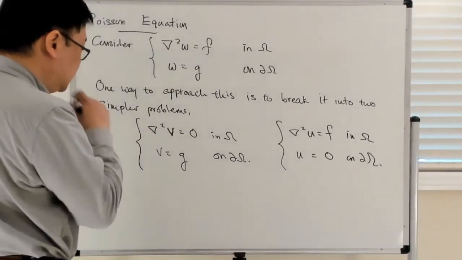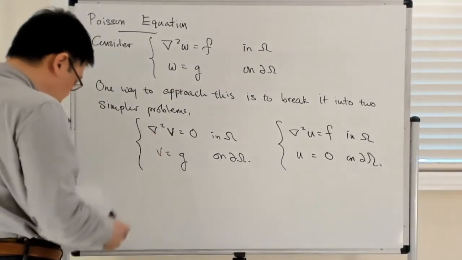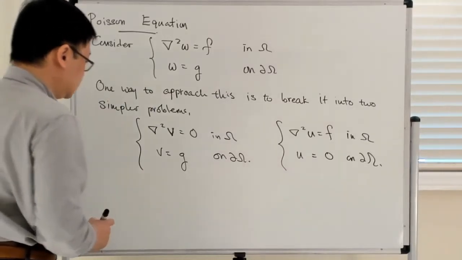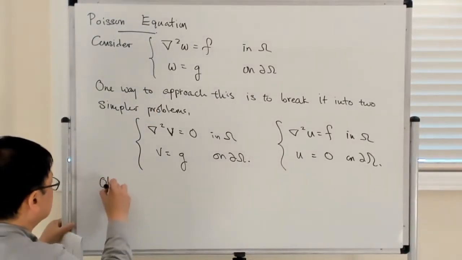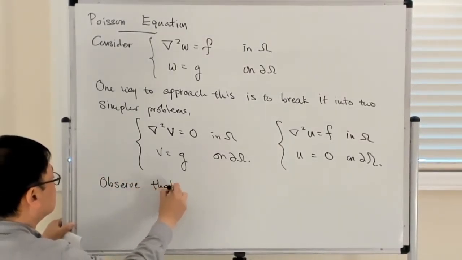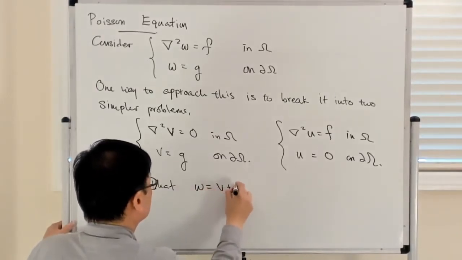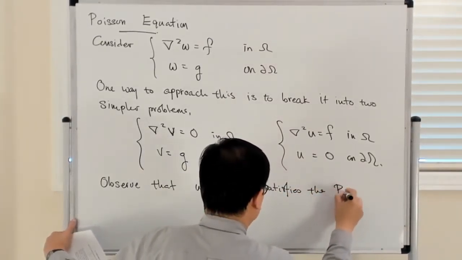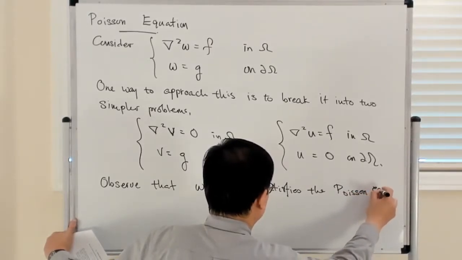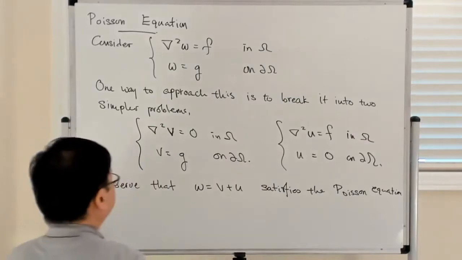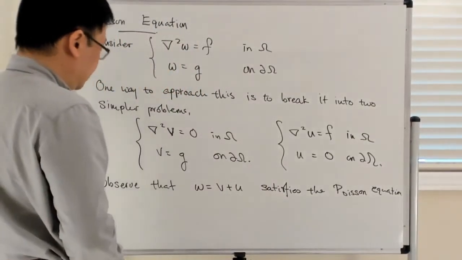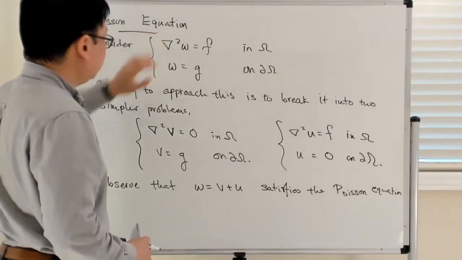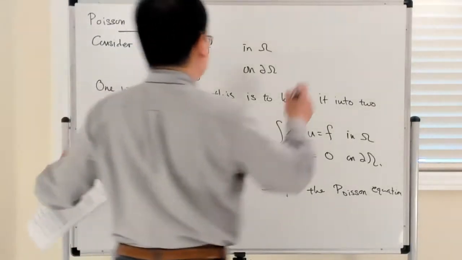It's easy to observe that if you take the combination of u and v, you have a solution to the original equation. So if you can solve these two simpler problems, then you've found a way to solve the Poisson equation. Let me just write these down.